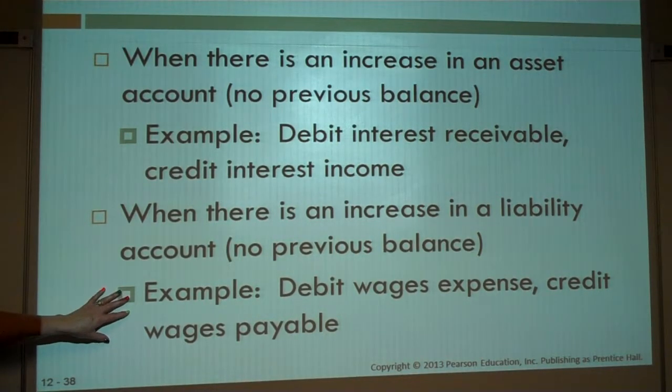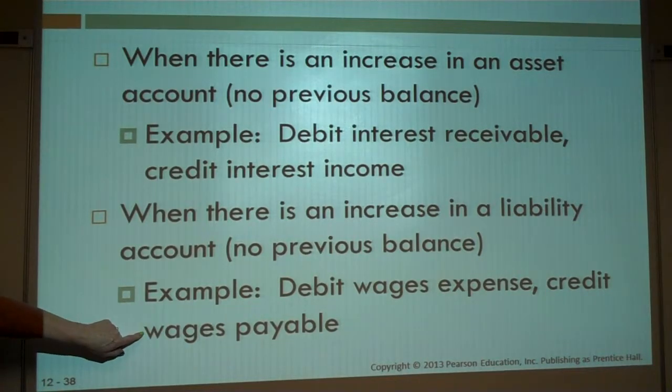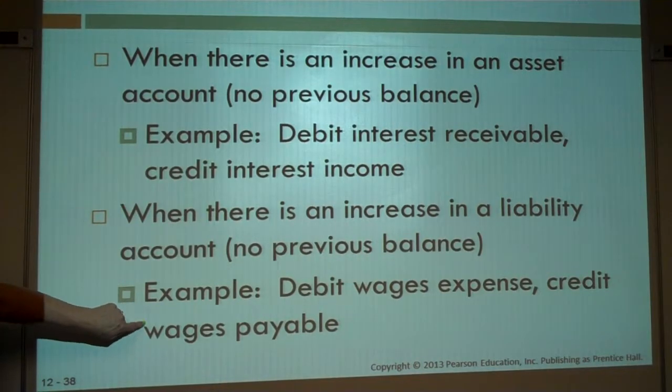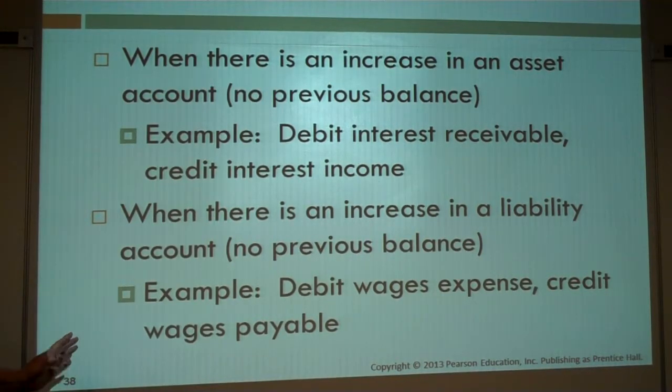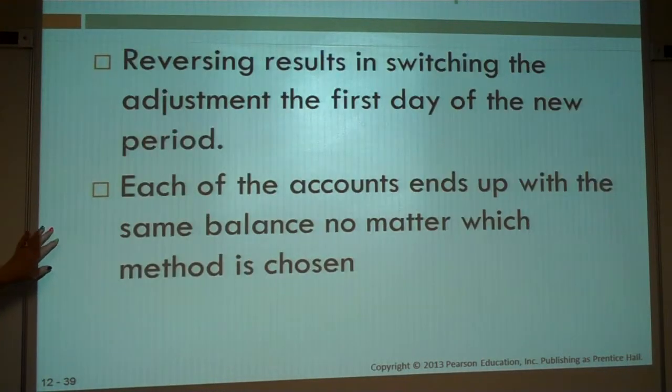This was the adjusting entry. This one makes sense to us. We have a debit in the expense column and we have a credit in the wages payable. But we'll have to remember that we have that portion of the payroll that we need to include when we make the payroll in the next accounting cycle. Reversing just results in switching the adjustment on the first day of the new period, and each of the accounts ends up with the same balance no matter which way you do this, whether you do the reversing entry or not.